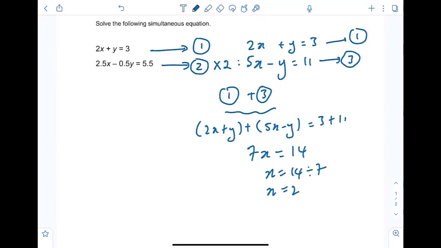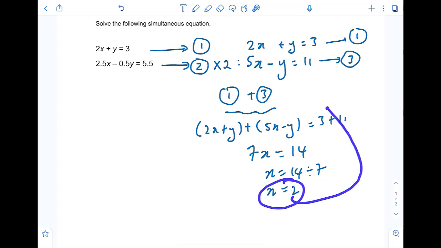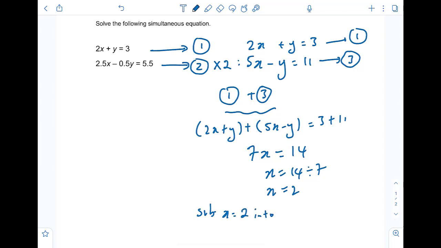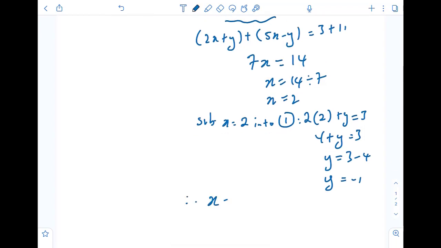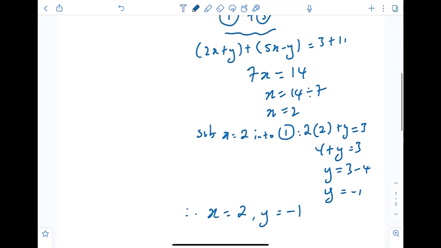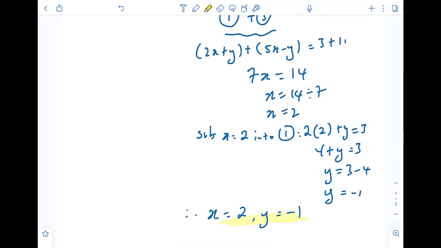So we can find y. How to find y? Sub this into any equation. You can put it into 1, you can put it into 3 as well. Okay, let's choose 1. So 2x, 2 times 2 plus y equals 3. 4 + y = 3. y is 3 - 4. y is negative 1. Therefore, x is 2, y is negative 1. Final answer for this question.